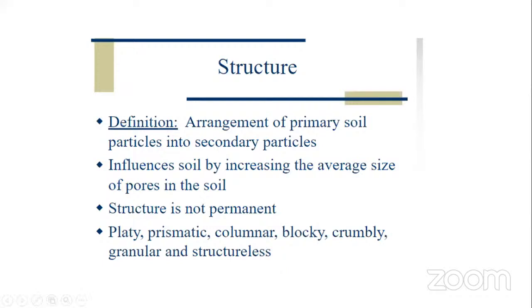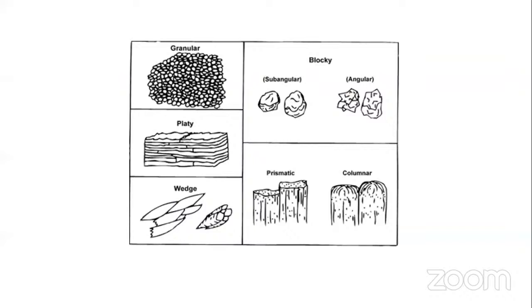As you know, texture is permanent, but structure is not permanent, because by tillage or any other management practices, structure is vulnerable to changes in soil. The soil structures are platy, prismatic, columnar, blocky, crumbly, granular, and structureless. I will explain these in detail in later classes. These are the shapes of the structure. This is granular, this is blocky, this is platy, prismatic, and columnar. All I will discuss later on.